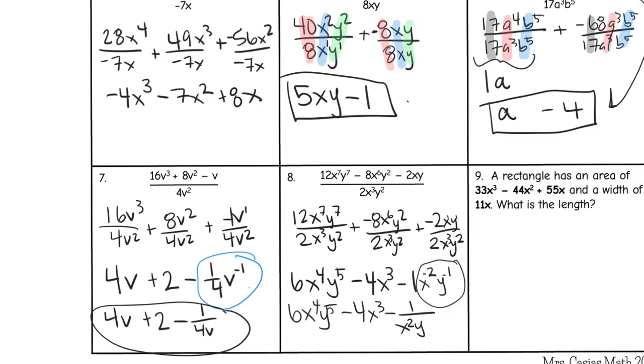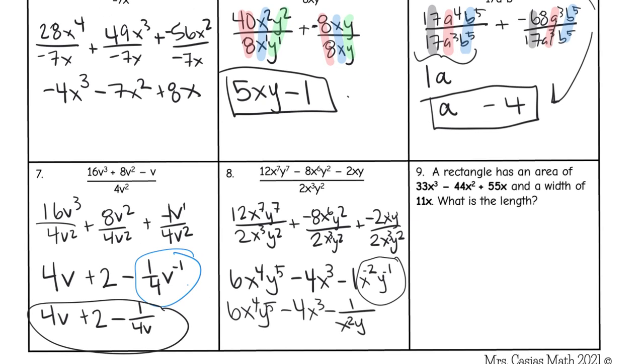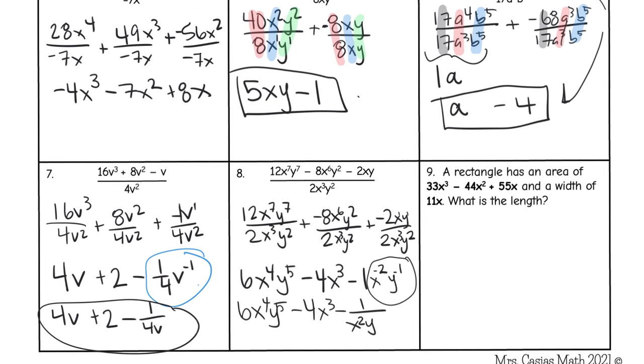Okay, last problem. A rectangle with an area of 33x cubed minus 44x squared plus 55x has a width of 11x. What's the length? Well, to figure that out, I will just need to divide 33x cubed divided by 11x plus negative 44x squared divided by 11x plus 55x divided by 11x. Okay, so that will give me 33 divided by 11 is 3. X to the 3rd divided by x will give me 3 minus 1 is 2, so x squared.